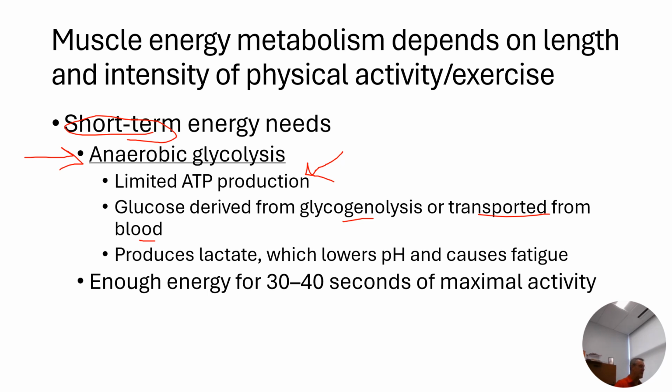But remember, the end product of anaerobic glycolysis is lactate. Lactic acid. It's an acid. It lowers pH, and it causes fatigue. So you cannot go very long on purely anaerobic metabolism. And this provides enough energy for about 30 to 40 seconds of maximal activity.